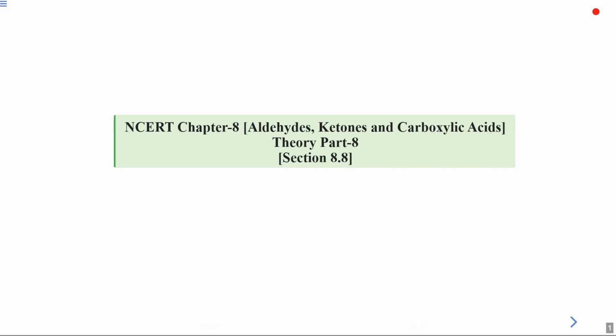Hello students. So let's continue with our NCERT chapter 8, which is aldehydes, ketones and carboxylic acids. So today is the theory part 8 and the section which we will cover today is section 8.8.